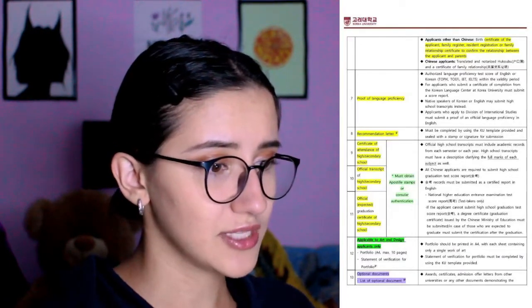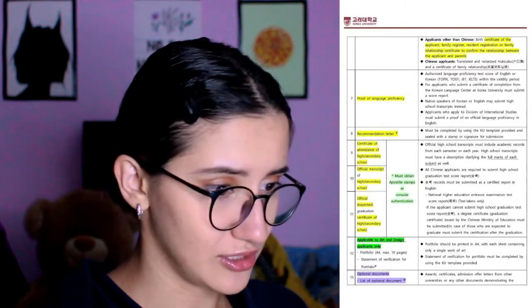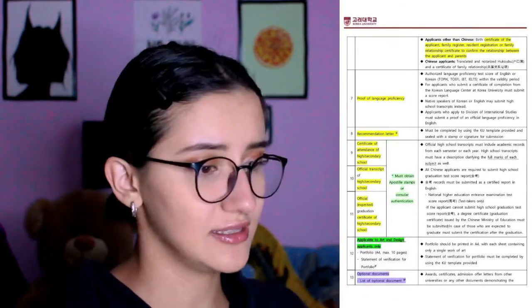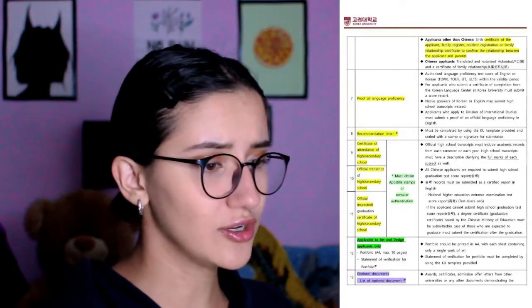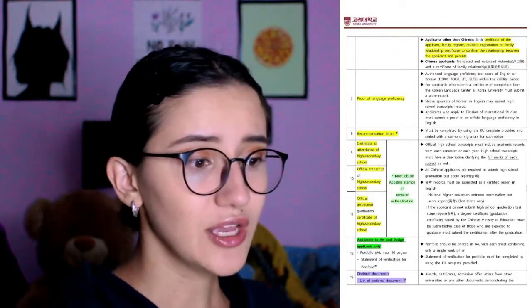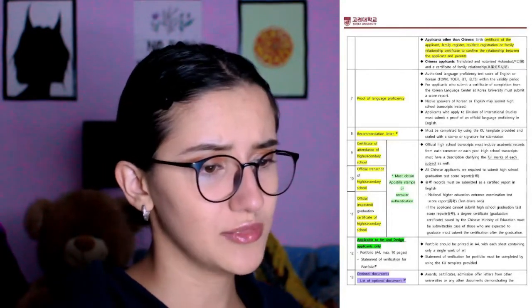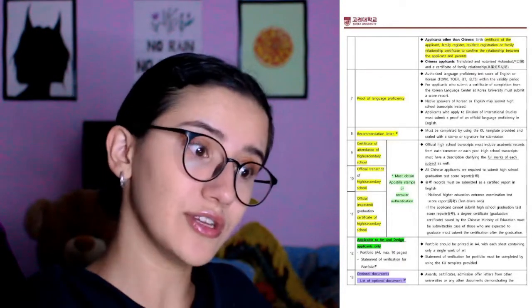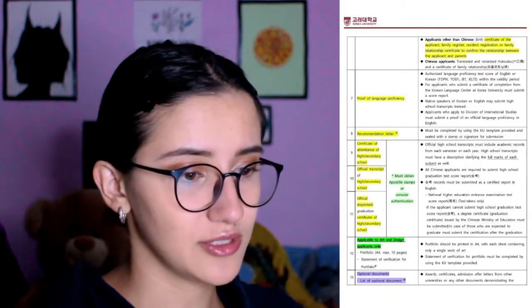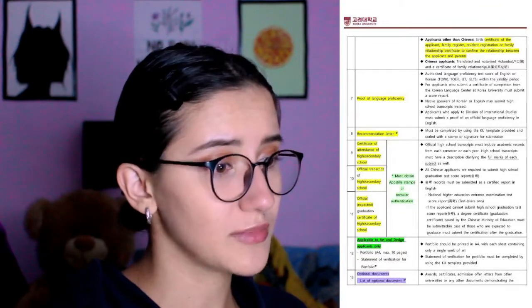And they must obtain apostille stamps or consular authentication. For those who apply for art and design, you need to submit a portfolio and a statement of verification for the portfolio. And then optional documents. The list of optional documents can be awards, certificates, admission offer letters from other universities, or any other documents demonstrating the academic achievements of the applicant since high school may be submitted. And any other optional documents that you have.